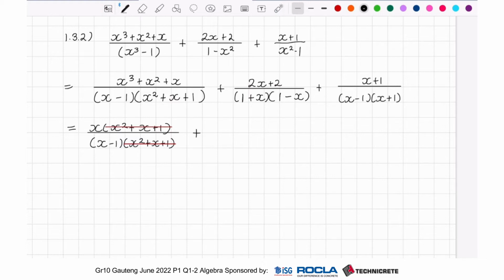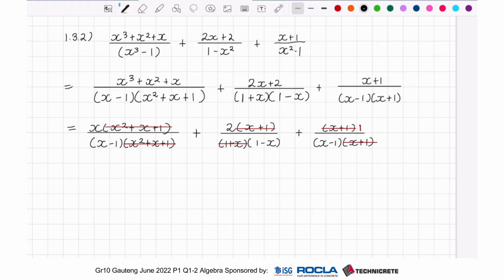Then for the next one, I took out a common 2. I'm left with x plus 1. And then here I've got 1 plus x and 1 minus x, and these two cancel out. And then for the last one, it stays the same. But then these two cancel out. So I'm left with a 1 here.